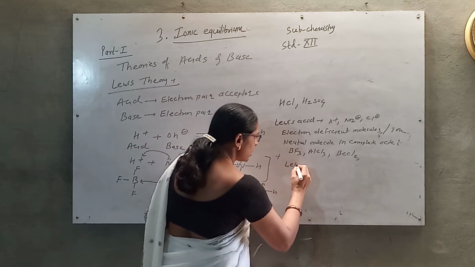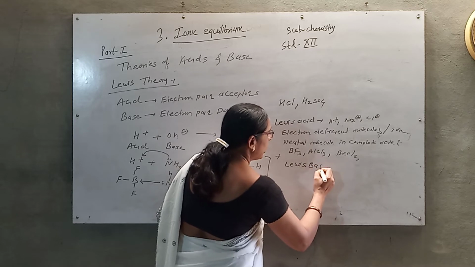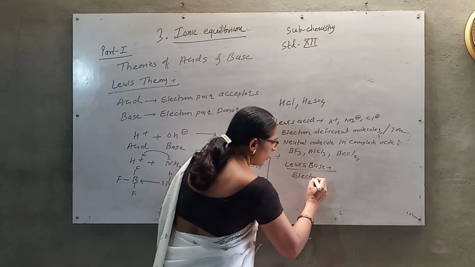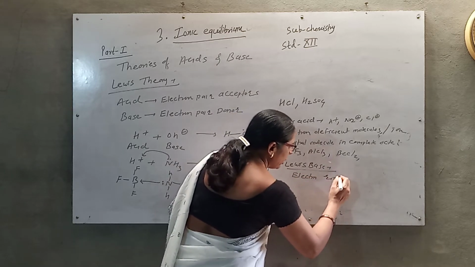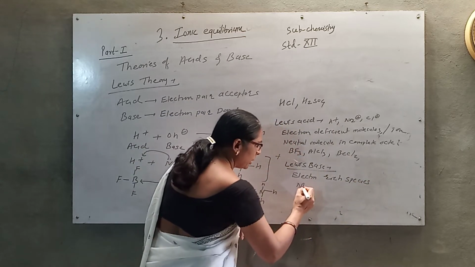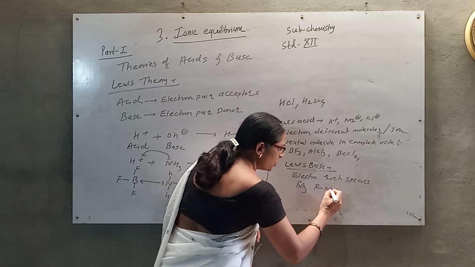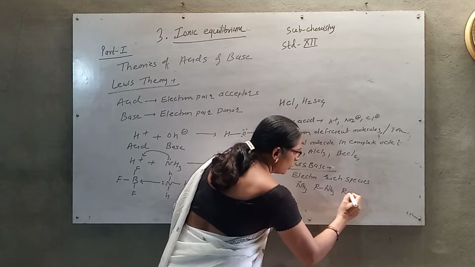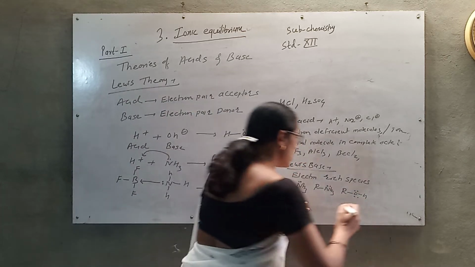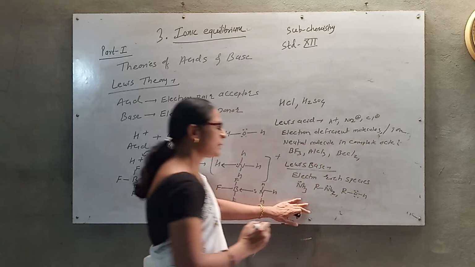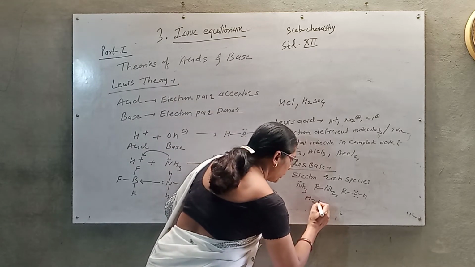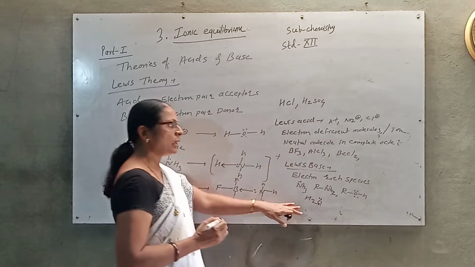So what are the Lewis bases? Lewis bases are electron rich species which already have electrons. For example, ammonia, or RNH2, or alcohol, which have a lone pair of electrons. They are able to donate the lone pair of electrons. They are considered Lewis bases. Water, which has lone pairs on oxygen, is also used as a Lewis base.